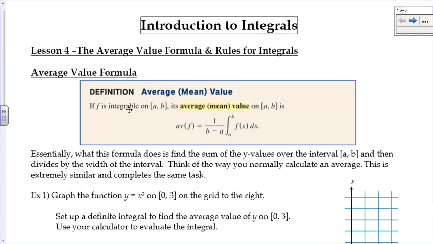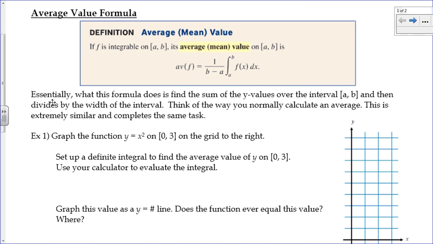Alright, our quick little lesson today is on two very important things that don't take a long time to understand. I hope to keep this to 10 minutes, but I'm sure it'll end up spilling into 15. What we're going to talk about is this average value formula, and then on the back we're going to talk about rules for integrals. First I'm going to start with the average value formula.